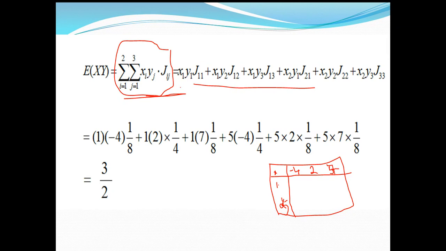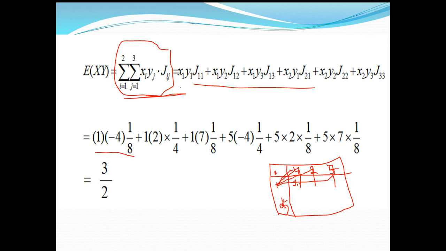So this into this and into this is the j11 value. That is already given as 1 by 8. So you have to take 1 into 4 into j11. That is what is written here: 1 into minus 4 into 1 by 8, plus 1 into 2 into j12, that is 1 into 2 into 1 by 4, plus 1 into 7 into j13, that is 1 into 7 into 1 by 8, plus now move to the second value of x.